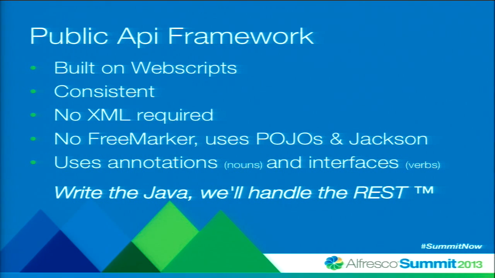It's consistent. There's very little XML required. It doesn't use FreeMarker, so it uses POJOs and Jackson. So it's very standard, I think you'd say. And it uses annotations for the nouns, for the endpoints, so for sites or people, and interfaces for the verbs, which is a get, put, post. And I came up with this slogan when I was on the bus, and I'm quite proud of myself, but I'm not in marketing, you can tell. So the summary of what I thought the framework would do is that you write the Java, and we'll handle the rest.